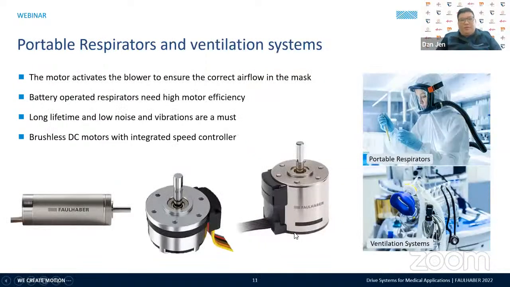Portable respirators and ventilation systems. The motor usually activates the blower to ensure correct airflow in the mask. Battery-operated respirators need high motor efficiency. And with that, they will require long lifespan and low noise and vibrations. We have selected our brushless DC motors with integrated speed controller for this application.